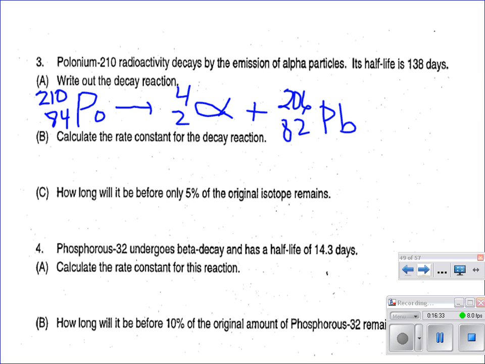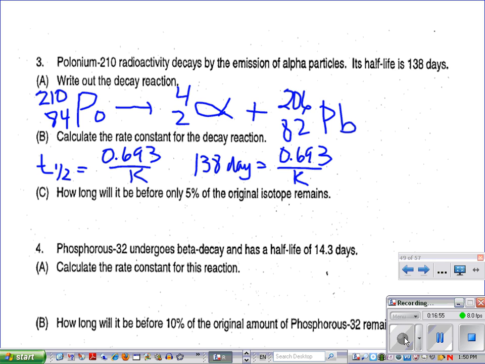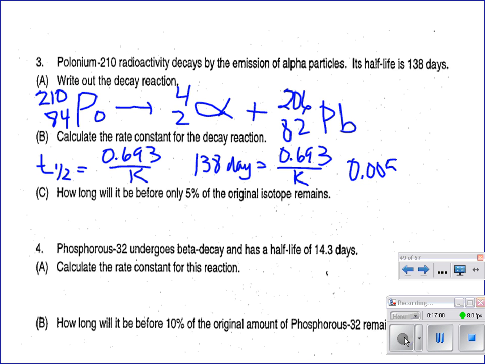Calculate the rate constant for the decay. And by constant, I also need units. So what's the rate constant? T1/2 is equal to 0.693 over k. I know that the half-life is 138 days. And what is k? All right, what'd you say? 0.00502. And the units? 1 over days, or days to the negative 1.